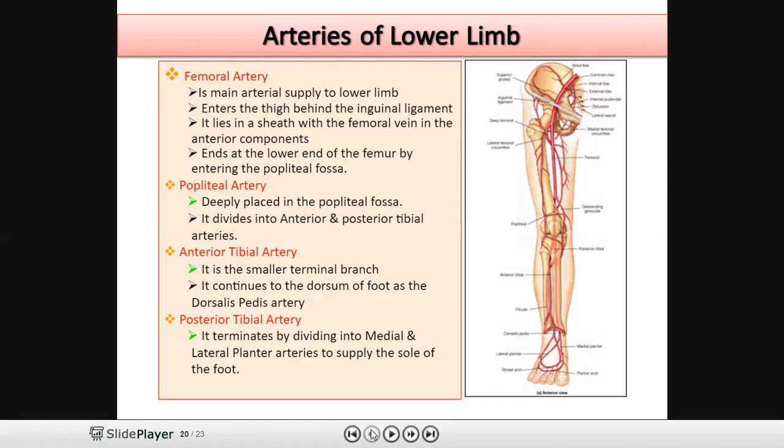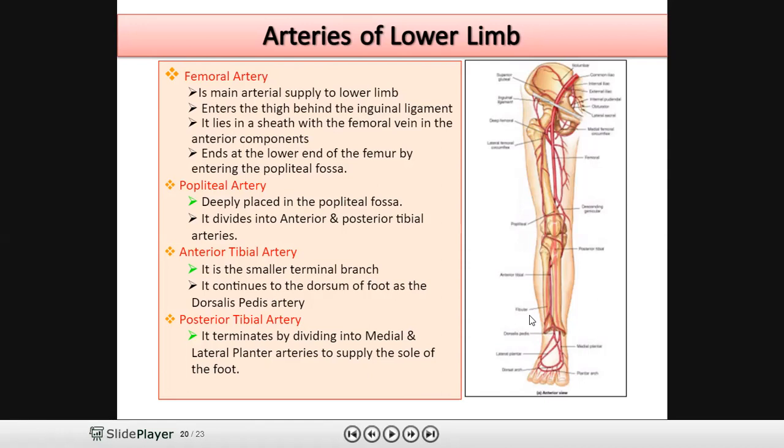So what do you think? Which blood vessel would supply the gastrocnemius muscle? The popliteal artery. Okay, so the branches of the popliteal artery. Good.